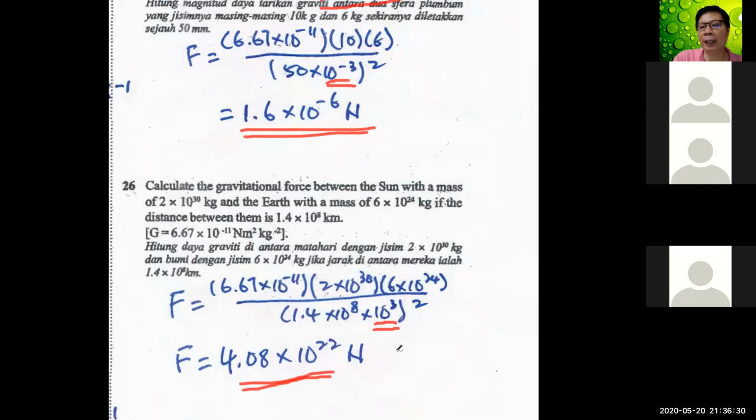This answer is very, very big, 4.08 times 10 power 22 Newton. Very, very heavy. Meaning that the sun actually is holding the earth with this force. That means no chance for our earth to escape from the sun. Power 22 Newton is very, very big, so the sun is holding the earth firmly with this force. No way our earth can run away from the sun. The sun is the boss; all the planets are controlled by the sun. So no way this small planet can escape. You see the force so big.